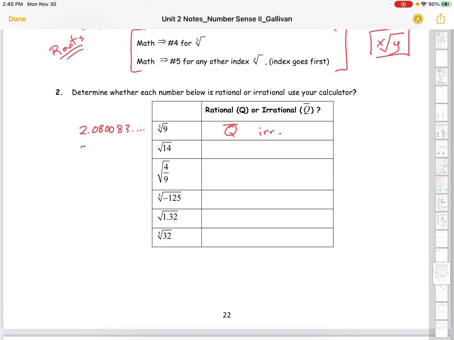Square root of 14, so 14 square root, I get 3.7416 ... Again, non-repeating, non-terminating decimal, it's irrational. Square root of 4 over 9 is the same as 2/3. So this would be rational. Okay. Cube root of minus 125. So minus 125, second function.